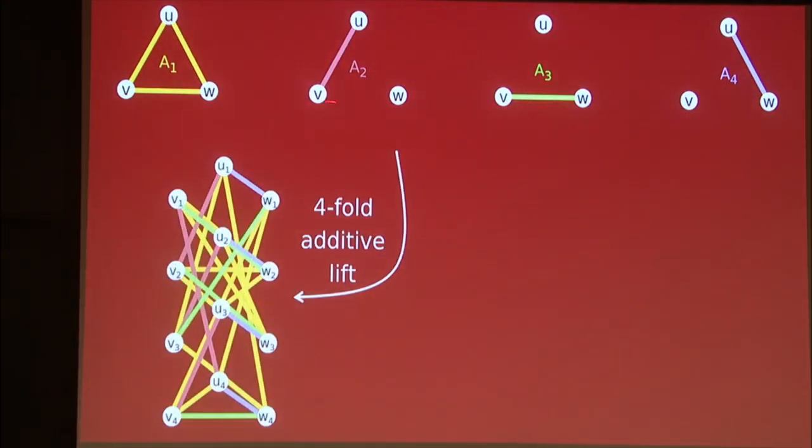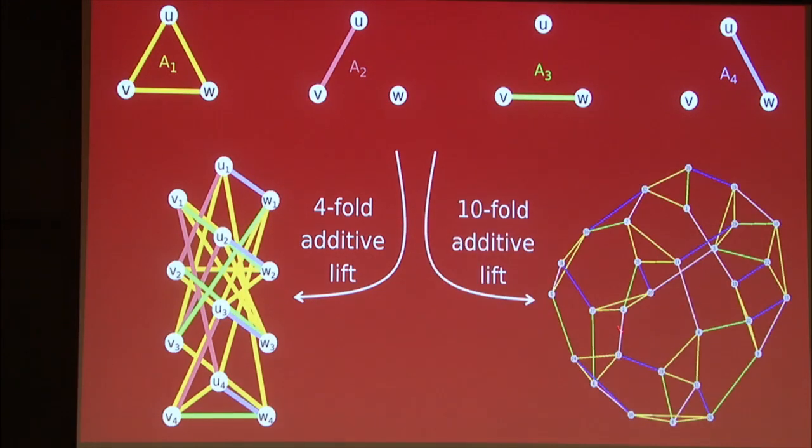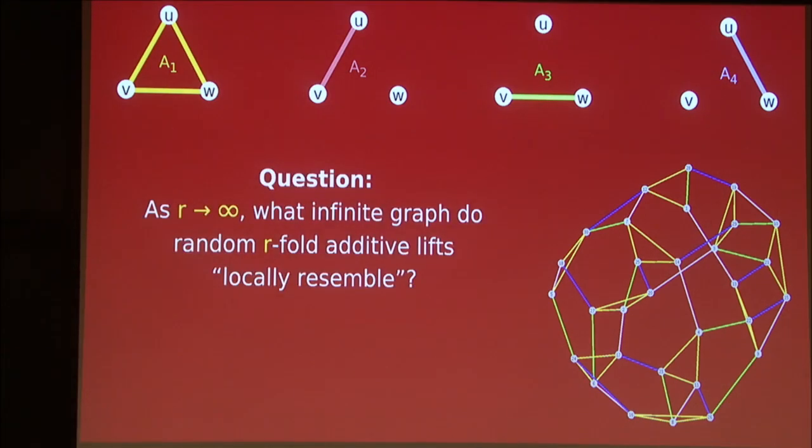Okay, so here we're back to our picture. These are our four atoms. This is a four-fold additive lift. This is a 10-fold additive lift. Now let's ask this question. Imagine you fix your atoms and you let R go to infinity and you look at a random R-fold lift, which will start to locally resemble a certain infinite graph. Which infinite graph?